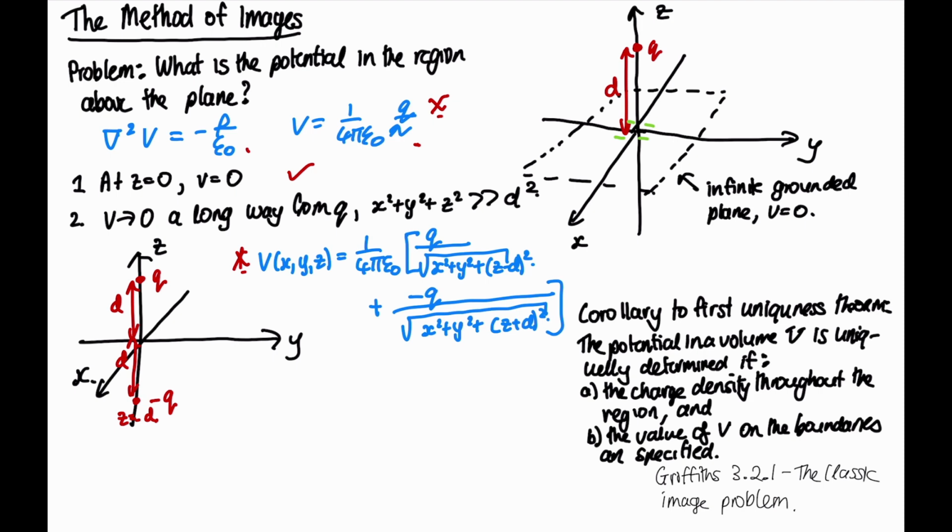Now, the second condition is that the voltage goes to 0 a long way from Q. So if we have x squared plus y squared plus z squared being much bigger than d, in that case, the d here cancels out, and we've got on the bottom x squared plus y squared plus z squared, and on the bottom here we've also got x squared plus y squared plus z squared. So these two terms are equal and opposite, so again they're going to cancel each other out in this limit as well.